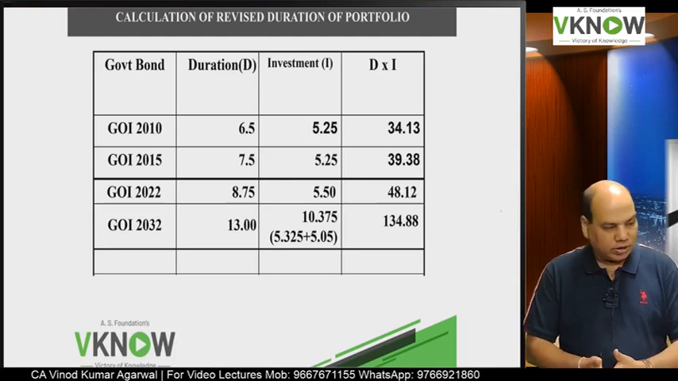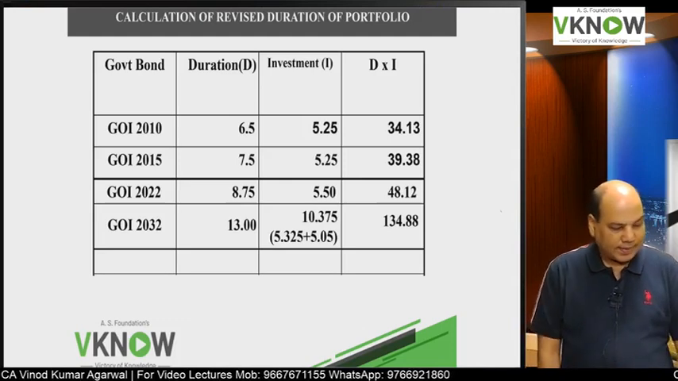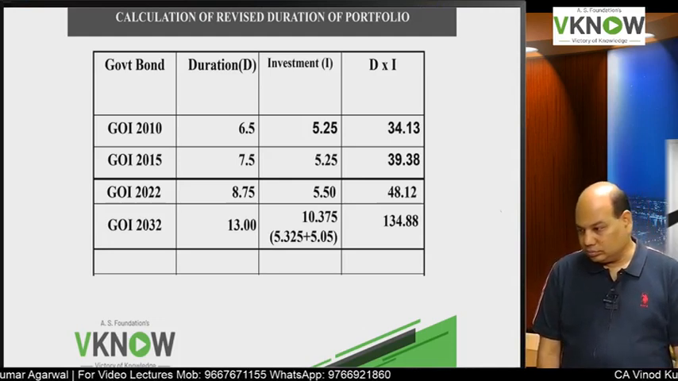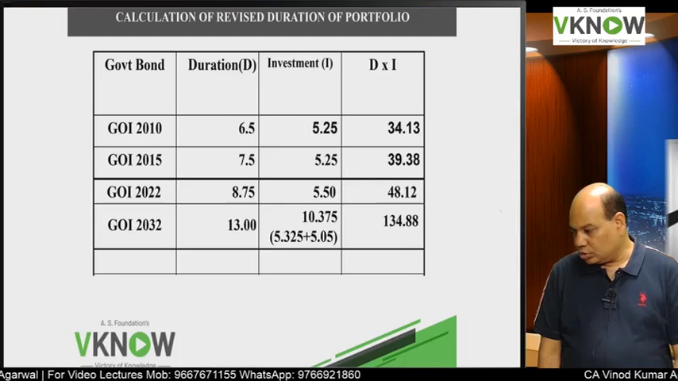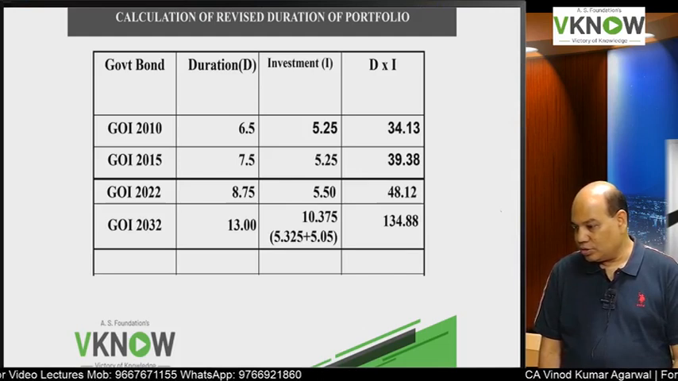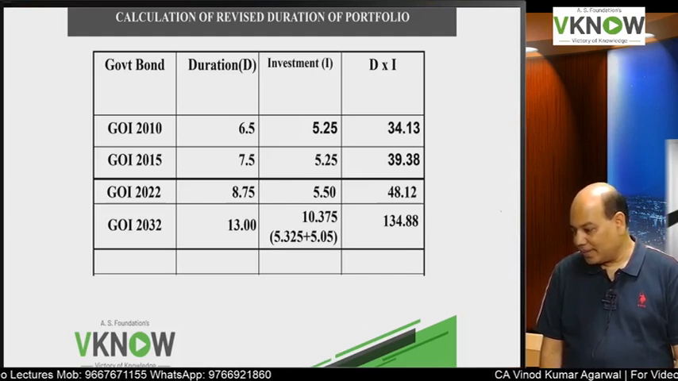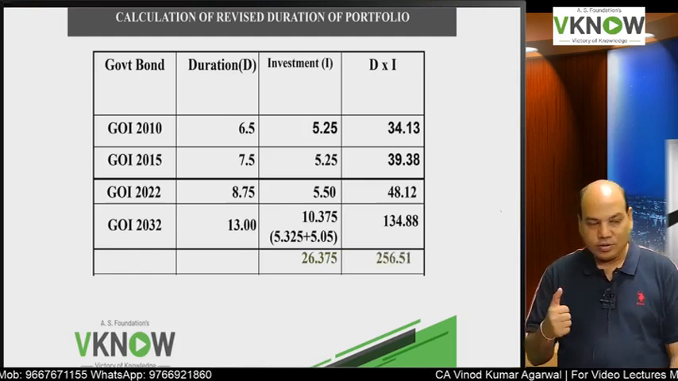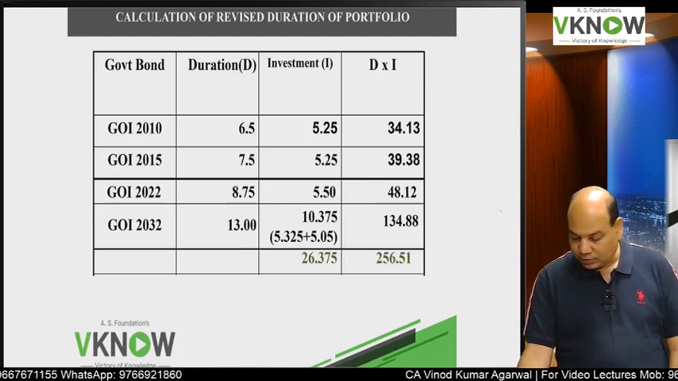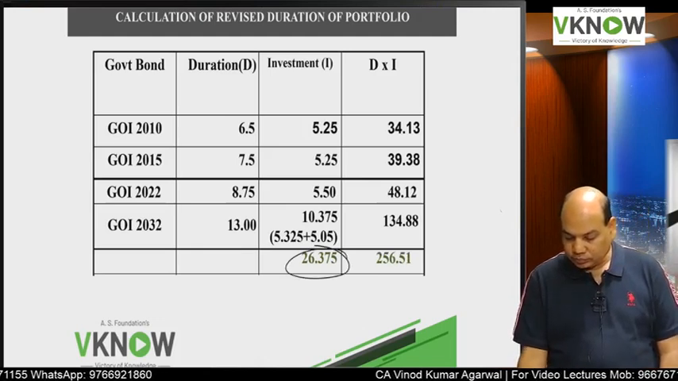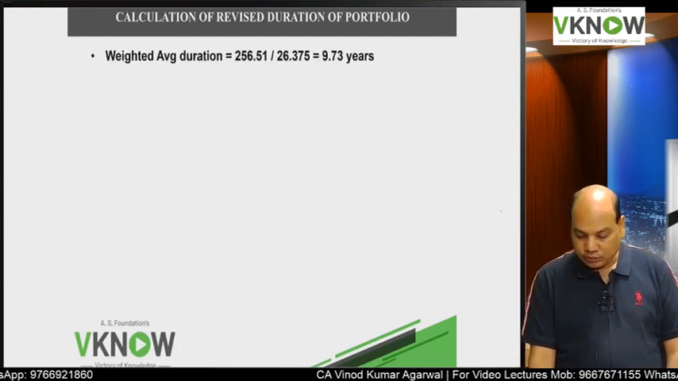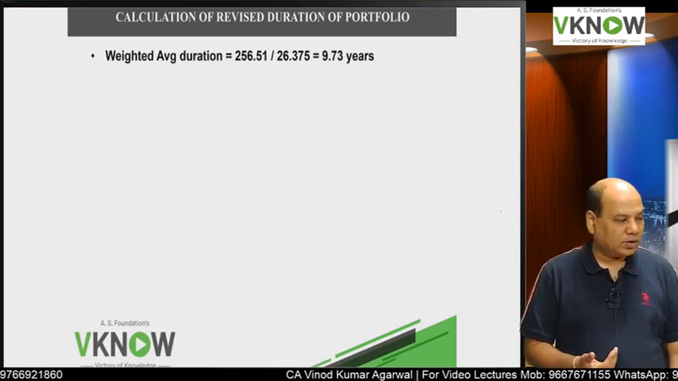Divya, Devika, Roshni, Hari, total of the last column. I want to know whether you are listening to me or not, awake or not. Okay, so one student got the answer 256.5. Very good, thumbs up. And total investment will remain the same. Total of the last column divided by this will give you the revised duration. It should be higher than the previous answer.